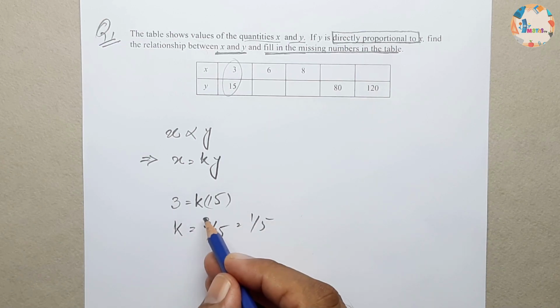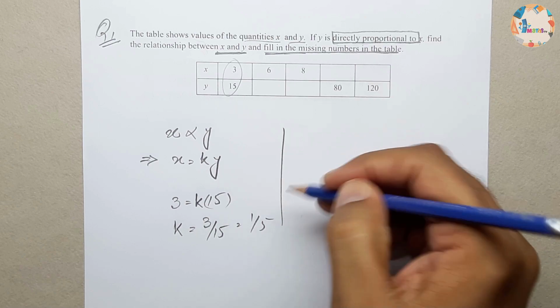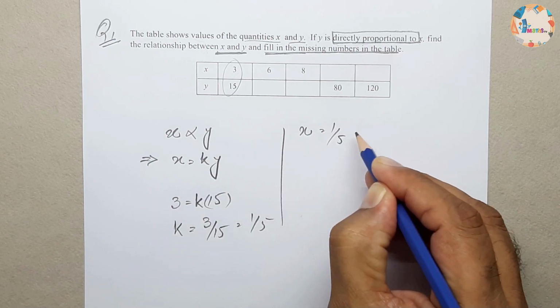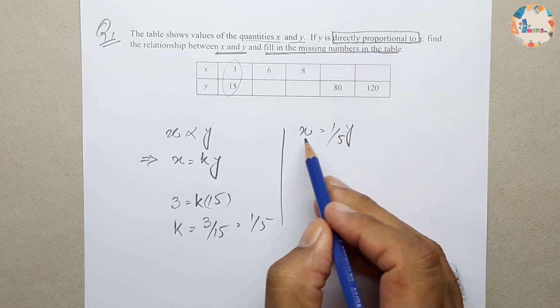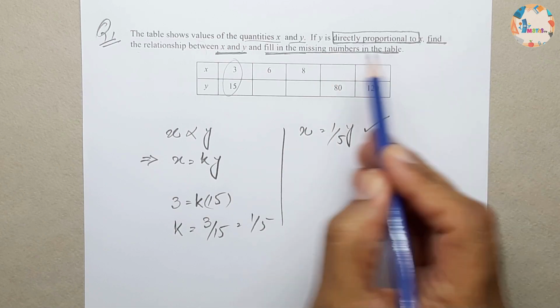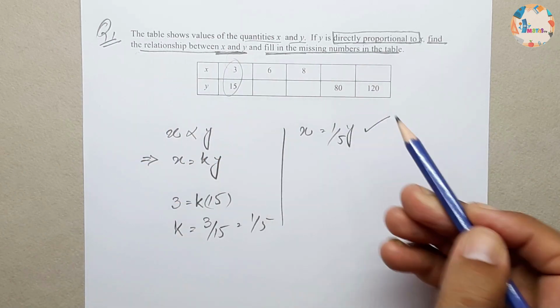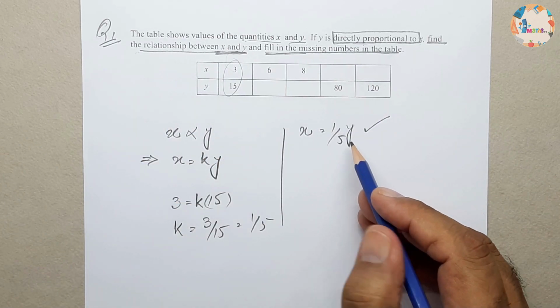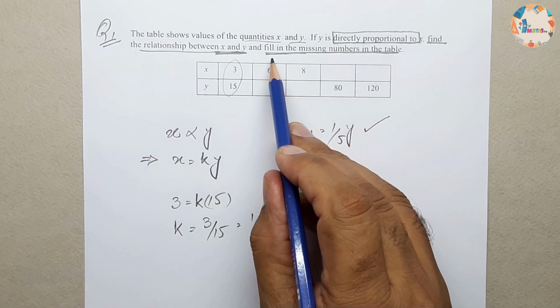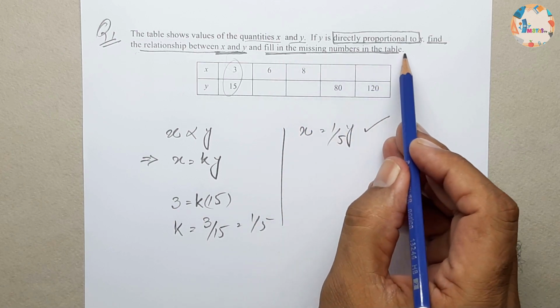So this value of k we can replace in this, and we can write here x is equal to 1 over 5 y. This is the relation which they are talking about. This one, find the relationship between x and y. This is the relationship which we found. So for this we got marks. Next task is to fill in the missing numbers.